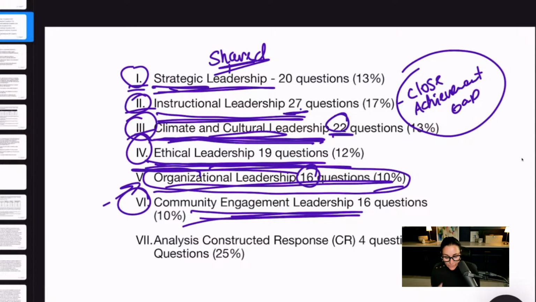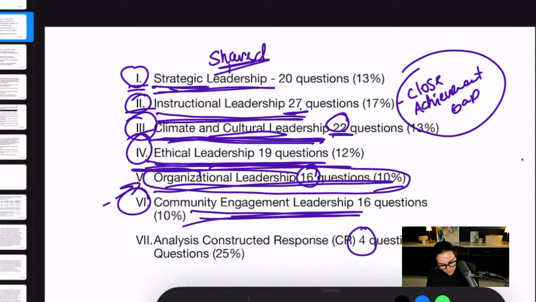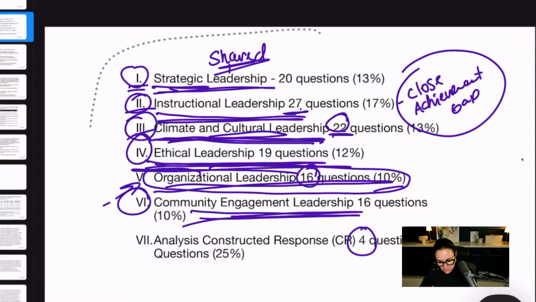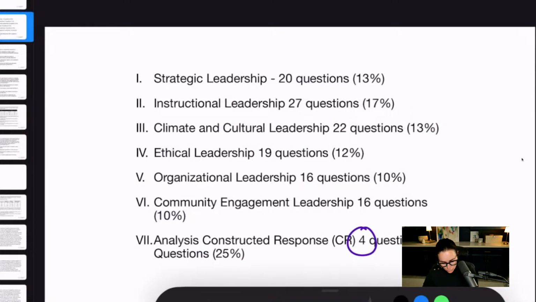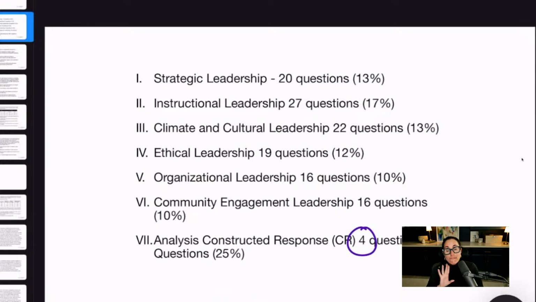Right. And then we are going to take all of this information and apply it to 4 questions on the constructed response. Now, I want you to understand the structure of the constructed response, because I feel like a lot of people go into things blindly and it hurts you. So I'm going to talk to you about where these 4 constructed response questions come from. For sure, you are going to get a constructed response from strategic leadership and instructional leadership. 100%. You will get at least one.